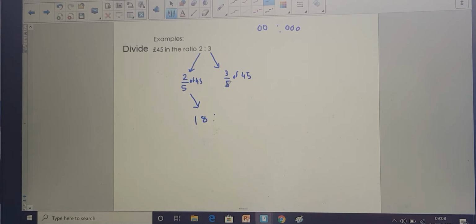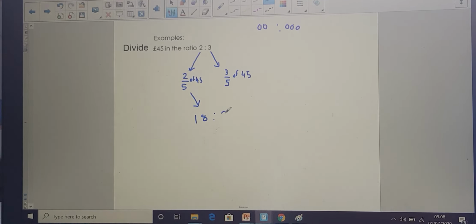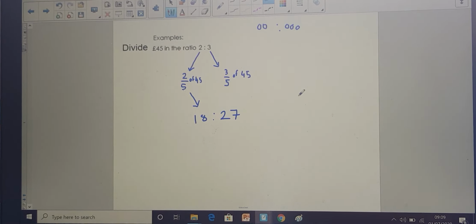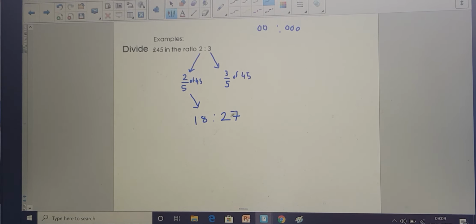45 divided by 5 is 9. Times 3. Have I made a mistake there? 9 times 2. No, I haven't. 45 divided by 5 is 9 again. Times 3 is 27. Now, I was a bit unsure when I said that, so 2 ways I can check to see whether this is correct. First off, I can just sum these 2 things together, 18 add 27, and it should give me this amount here, which it does in this case.